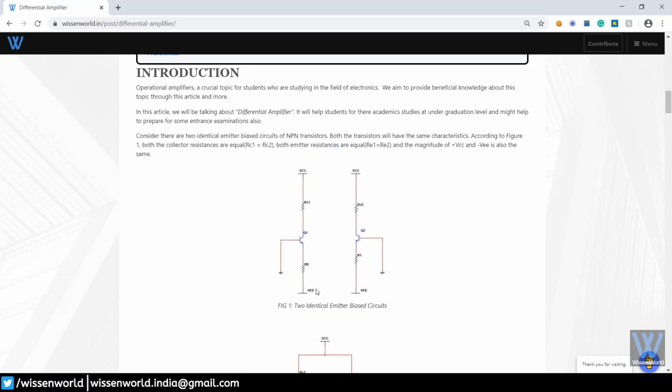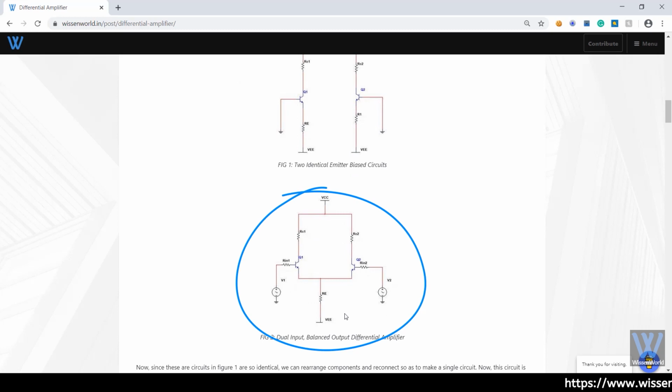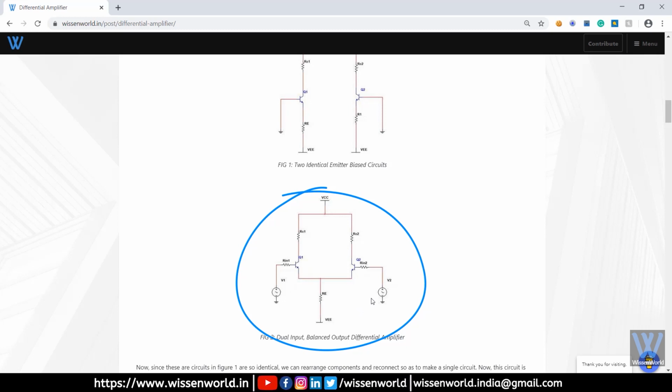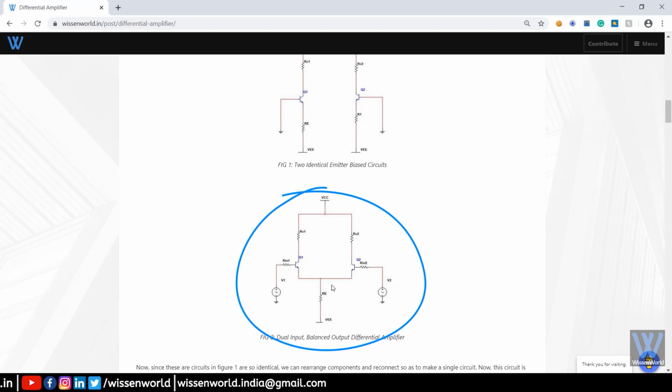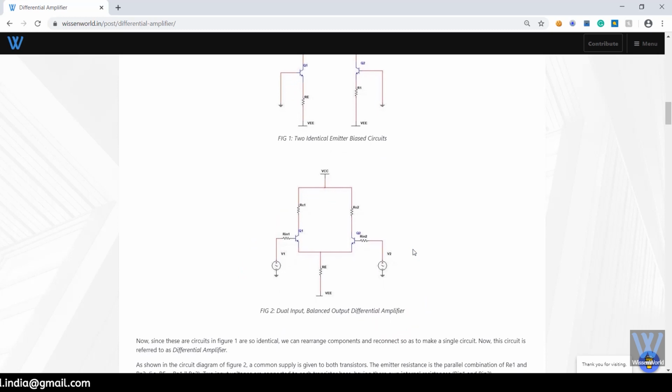Now what if we provide the common supply as well as ground to these emitter bias circuits? So see this figure 2. We have done this here, and also we have provided the input voltages to the base of the transistor along with their internal resistance. Now this makes a differential amplifier, and here we have a dual input balanced output differential amplifier. Here balanced means the output is measured at collectors of both transistors which are at the same potential difference.